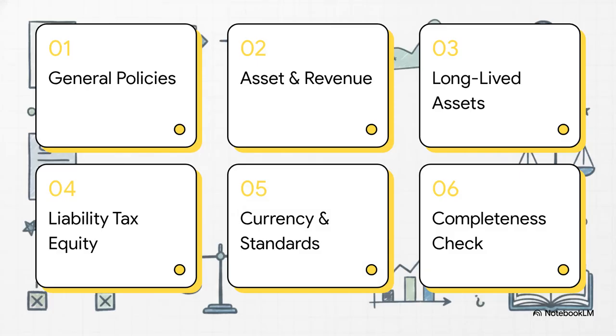So here's how we're going to build out this blueprint step by step. We'll start with general and entity-level policies, then move into the specifics of assets, revenue, and liabilities, look at outside factors like currency, and wrap it all up with a crucial completeness check.